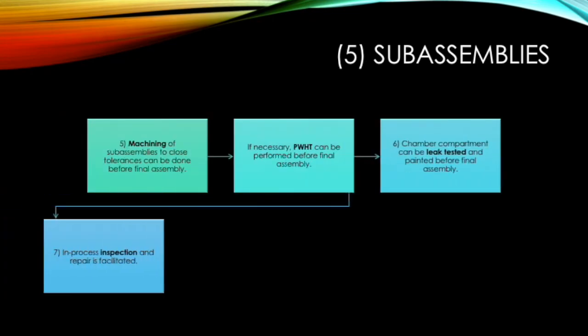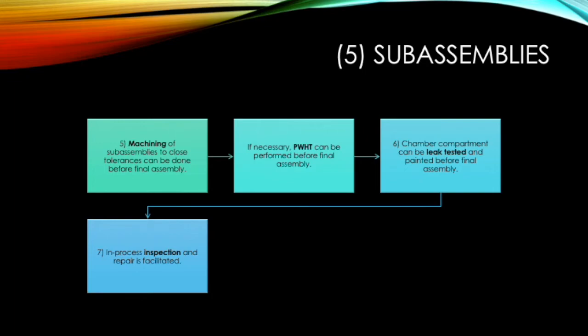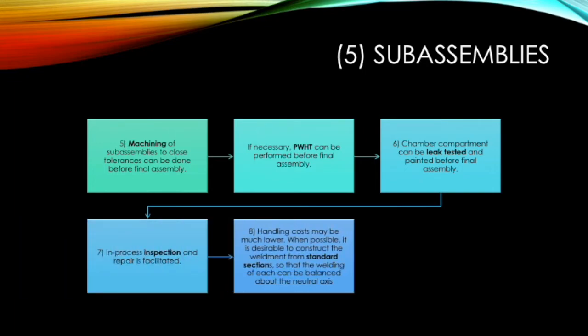Sub-assemblies are further followed by other additional parameters, for example machining, post-weld heat treatment, PWHT, and then what tests we are going to perform: the leak test, the inspection, radiography inspection, magnetic particle testing, etc. What are the costs involved? So these are some of the points related to this.